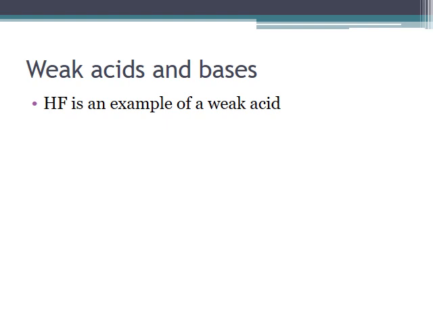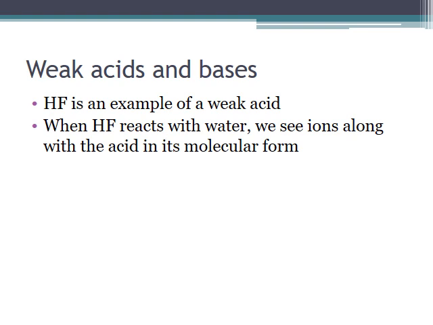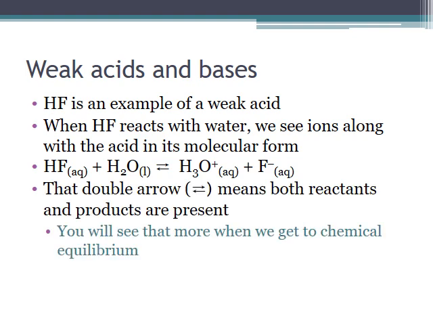Hydrofluoric acid, the picture a couple slides back, is an example of a weak acid. When it reacts with water, we see H+ or hydronium ion, H3O+. We see F−, but we also see the molecule HF existing in solution. There's a double arrow in this reaction, and this tells us that both reactants and products are present. We'll see this more when we get to chemical equilibrium.